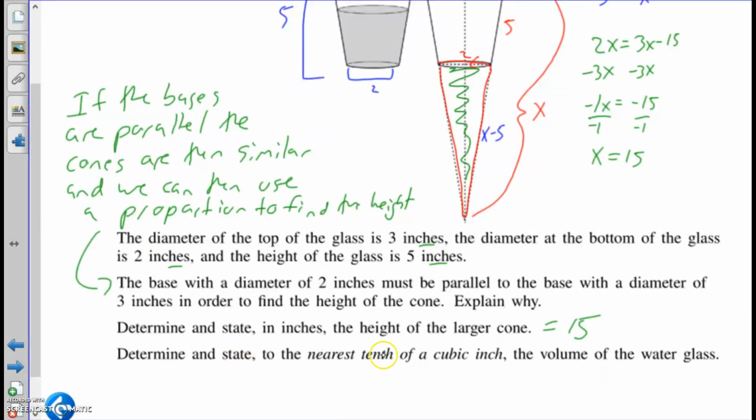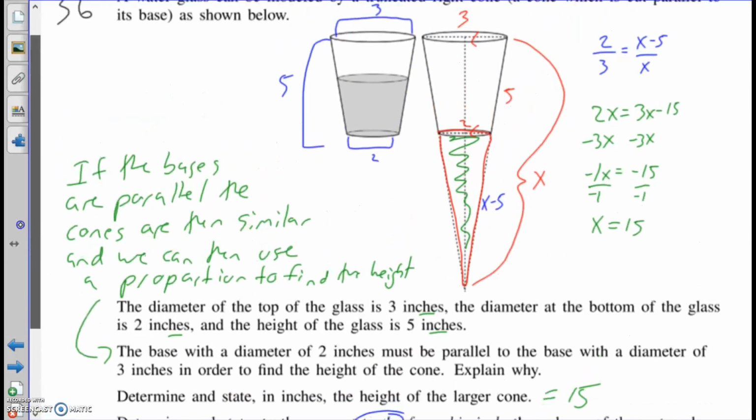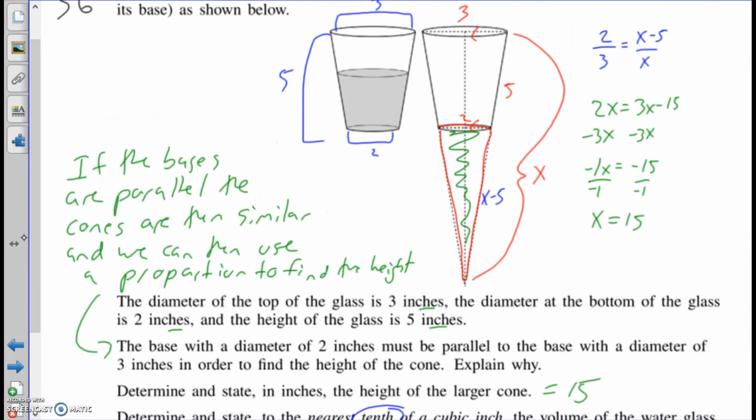And then lastly, determine and state the nearest tenth of a cubic inch, the volume of the water glass. It's kind of like area of a shaded region in a sense, where now that I know the heights of these things, like this has a height of 15, which means that this is a height of 10, I could find the volume of the big cone, and then I could find the volume of the little cone, and when I subtract them, I will be left with the volume of the water glass. And so that's exactly what I'm going to do here.